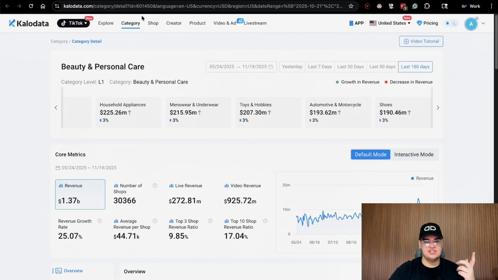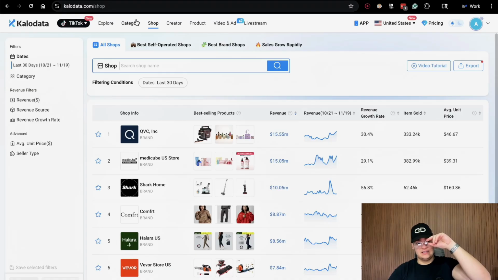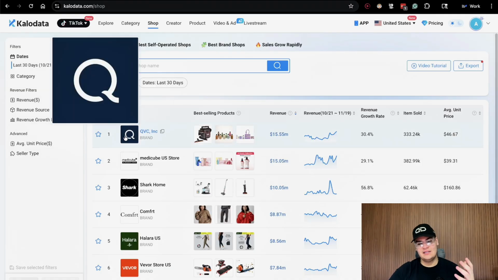Now let's move over to the shop tab. I'm going to show you guys how I really use this, right? Because category is not too important. Shop, creator, products are very, very important. So shop, here we go. So we can see right here all the top shops.